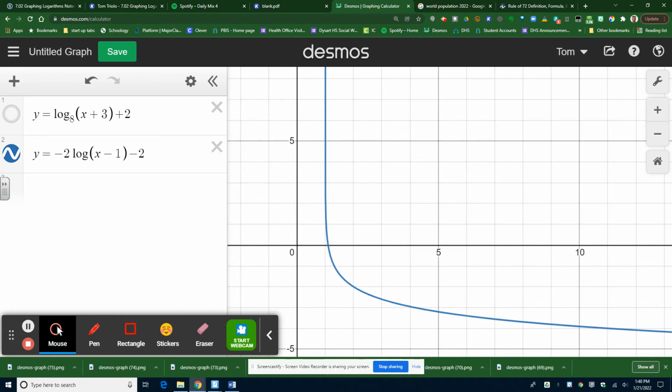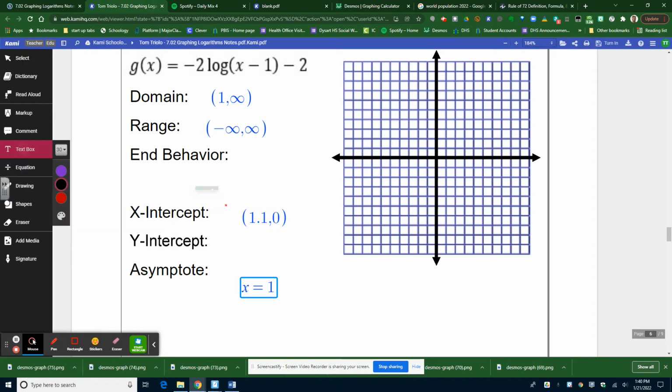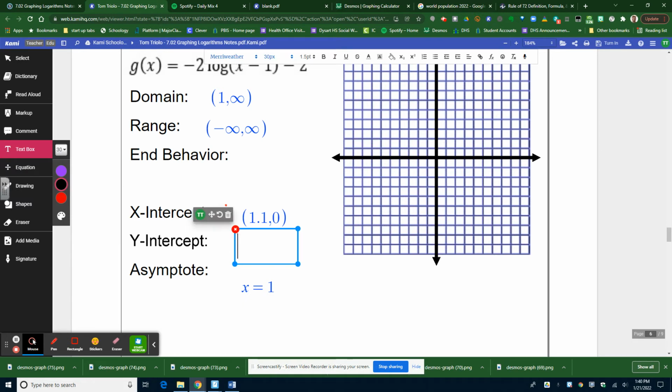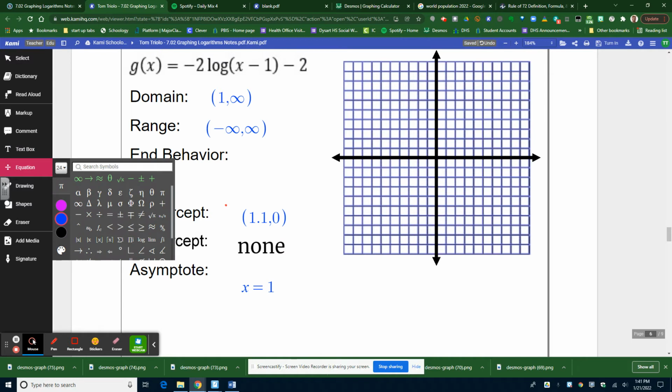Because where's the asymptote? On 1. So it doesn't quite make it to the y-axis. So therefore, give me just one word: N-O-N-E. None. Okay, end behavior. As x approaches 1, instead of going down, this time it's going up. So f(x) approaches infinity.